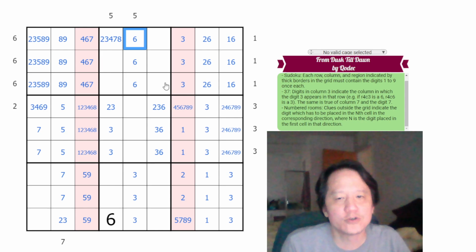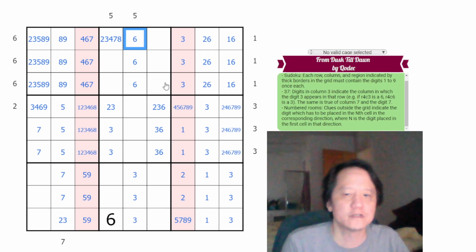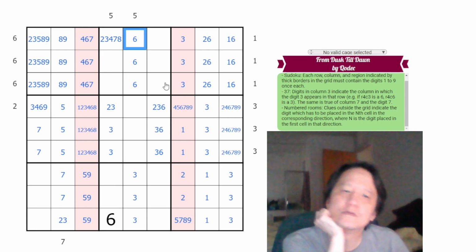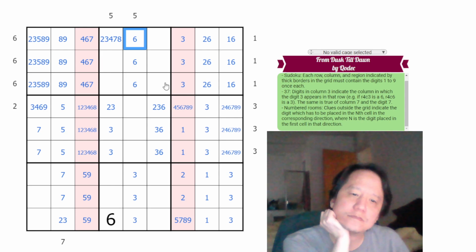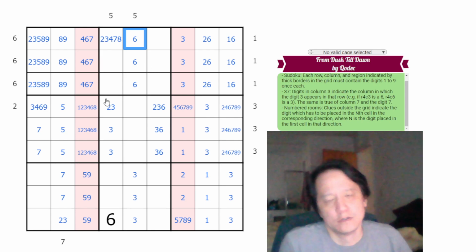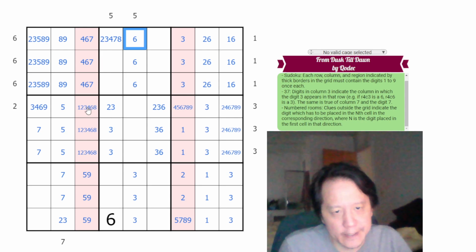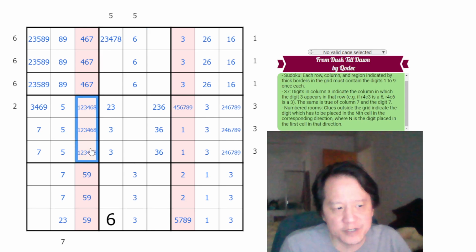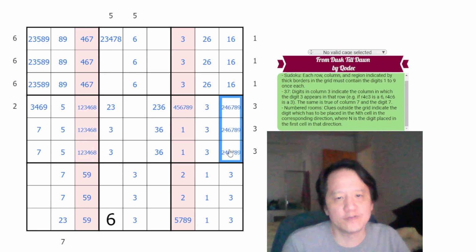N cell in the corresponding direction, where N is the digit placed in the first cell in that direction. We don't get very much information if this is 6, because then this becomes 4.